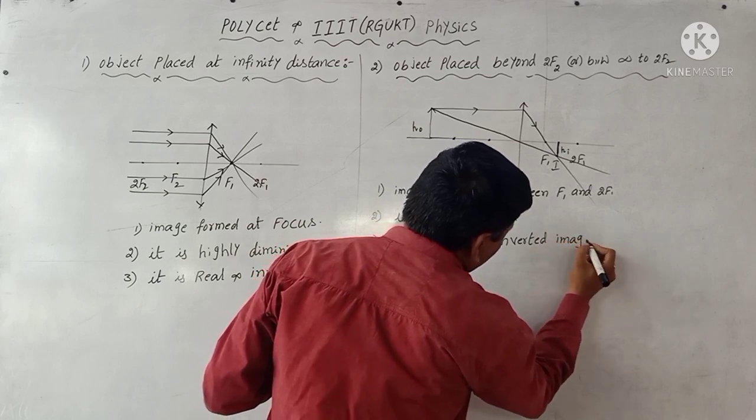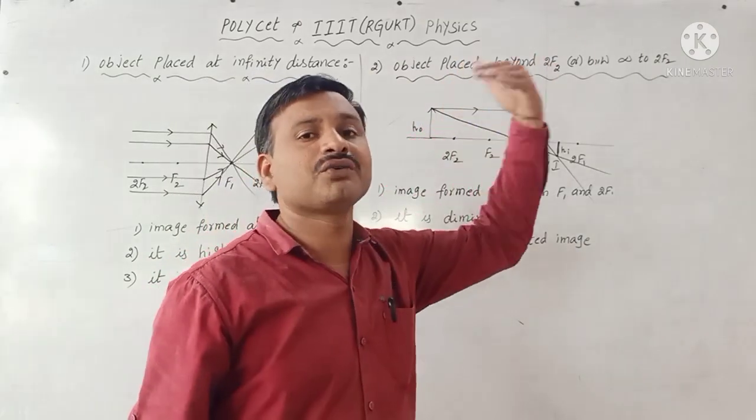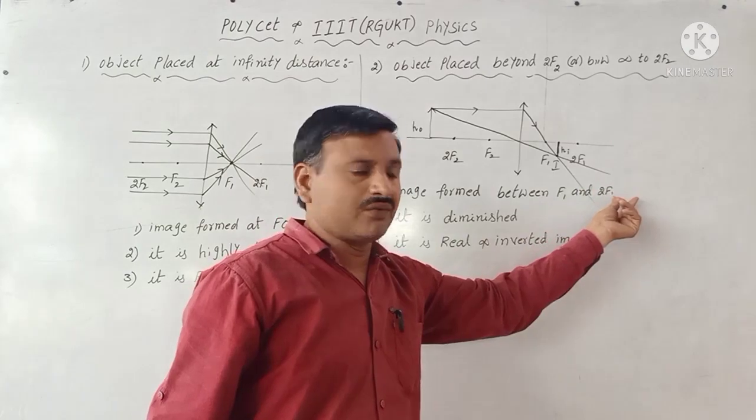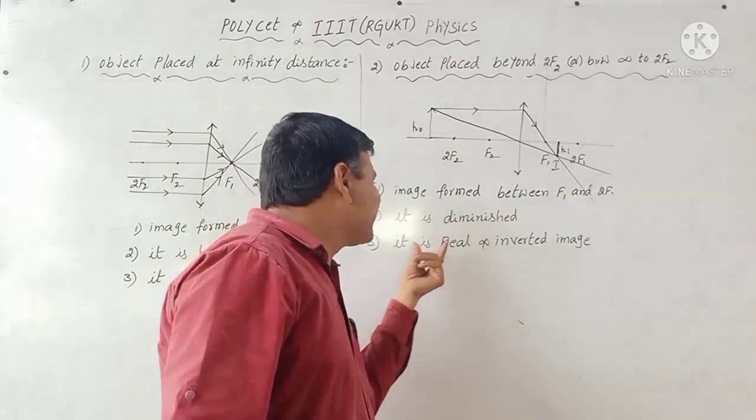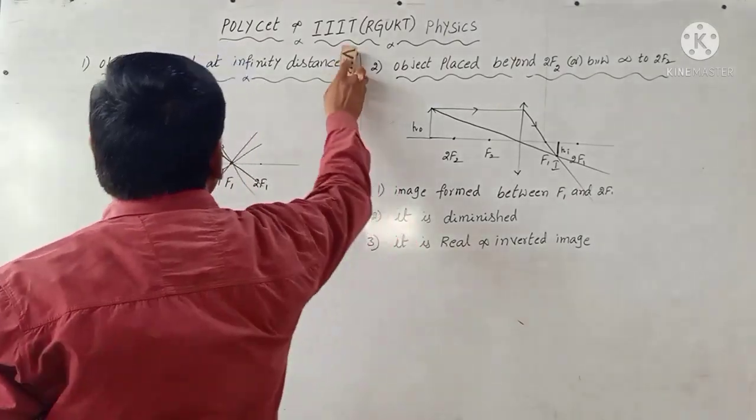It is a real and inverted image when the object is placed beyond 2f2. Image formed between f1 and 2f1. It is diminished, real and inverted. Now we go to the third situation.